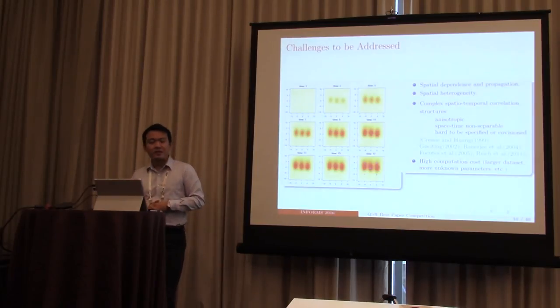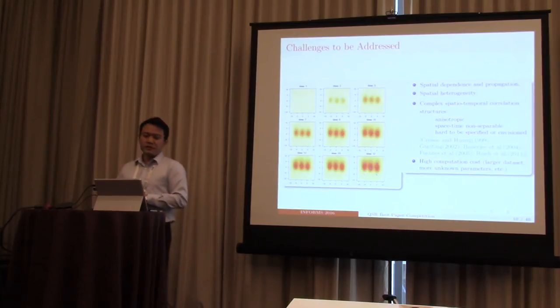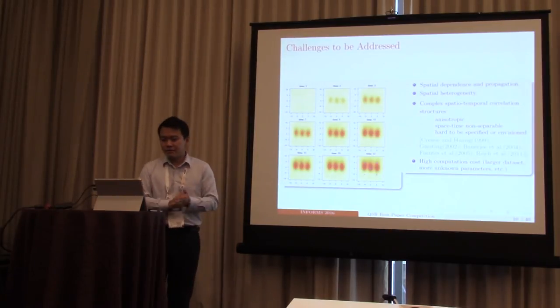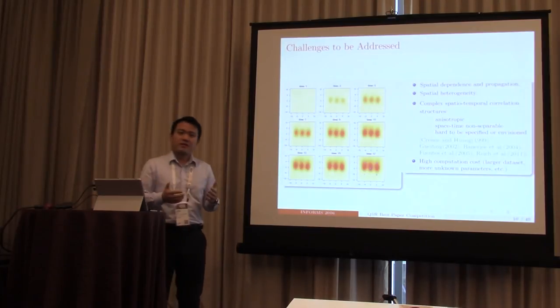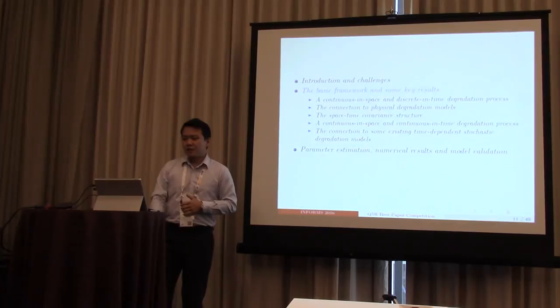The fourth challenge, computational cost. Sometimes the spatial-temporal data set can be huge. Just imagine image data. And of course, the number of unknown parameters to be estimated can sometimes be huge too. In this particular example, later on you'll see that we have more than 10 parameters to be estimated. So let's see how this problem can be addressed.